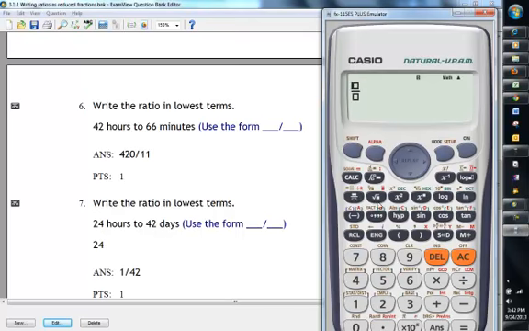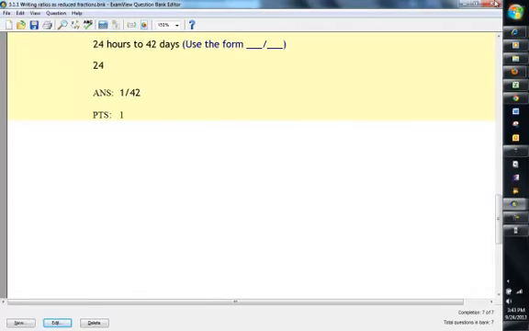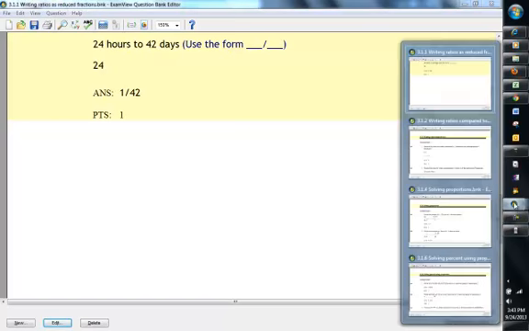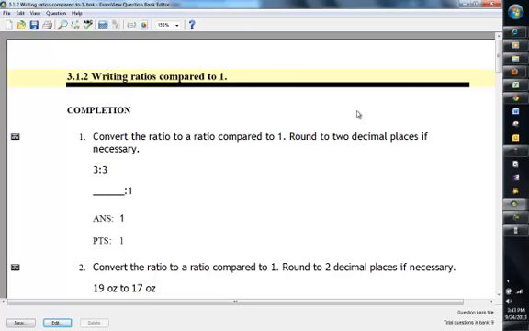So we have to change that fraction, 42, but then we're going to multiply by 60 because there are 60 minutes in an hour, so that we make sure we have minutes to minutes. A ratio only works if it's in the same units, 420 to 11. 24 hours to 42 days, 24 over 42 times 24, because there's 24 hours in a day, gives us 1 to 42. So that's how you do ratios, excuse me.